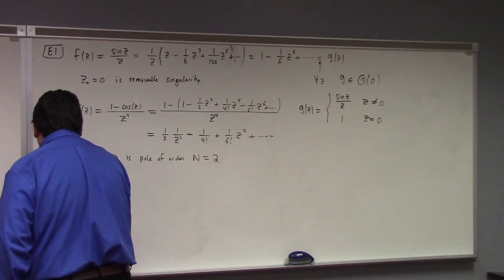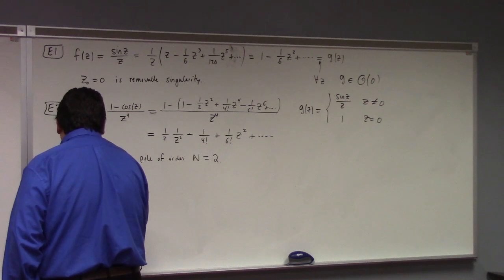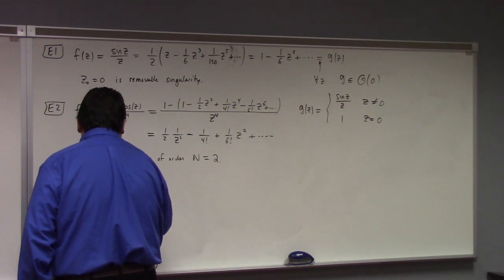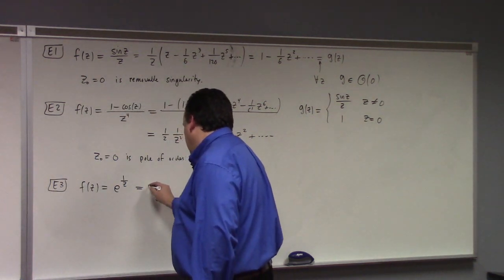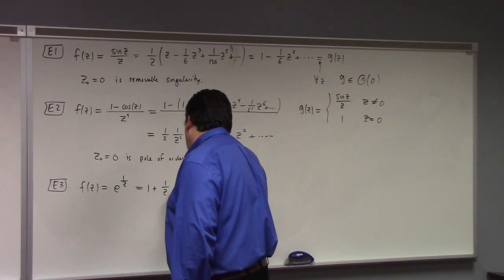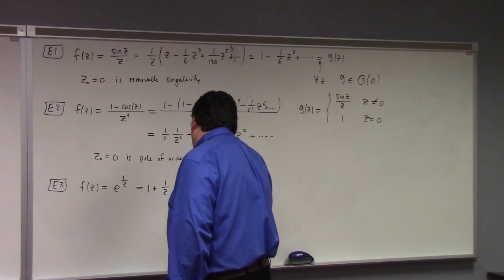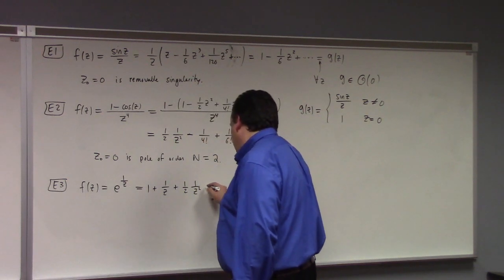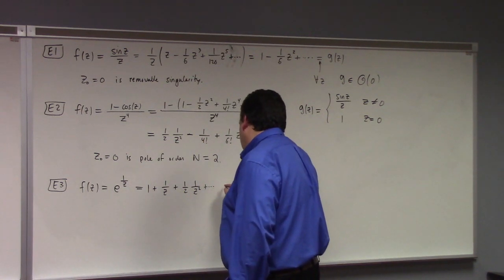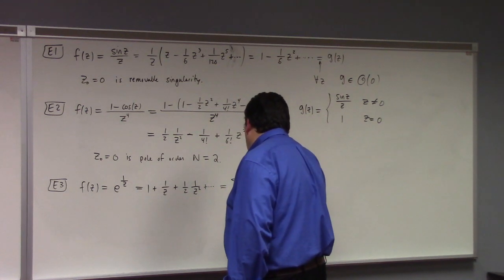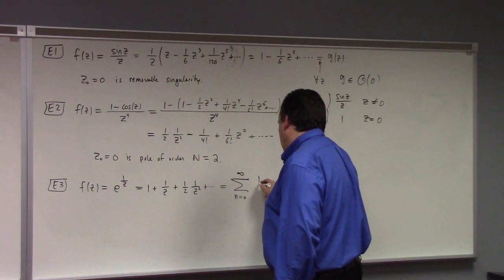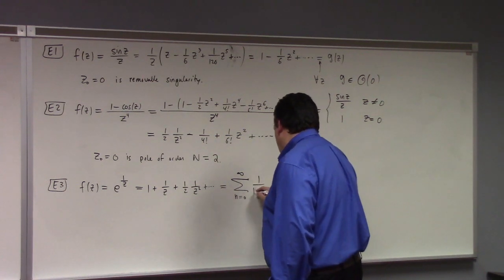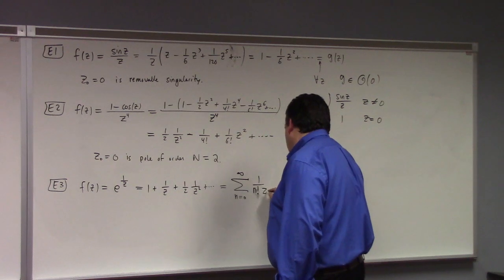Example 3. If we had something like f of z equal to e to the 1 over z, well, that's 1 plus 1 over z plus 1/2 of 1 over z squared, plus dot dot dot. If you like, it's equal to the sum n equals 0 to infinity of 1 over n factorial, my bad, these boards are really messed up lately, 1 over n factorial z to the power n.